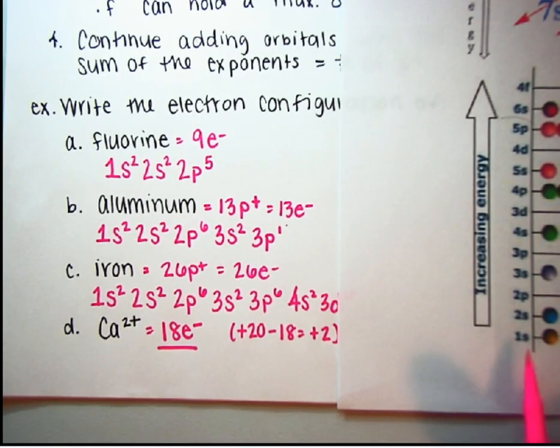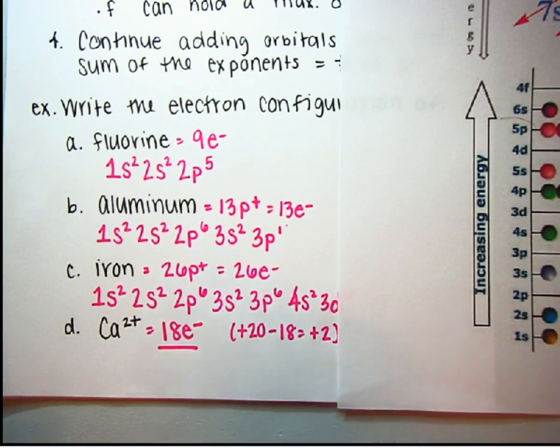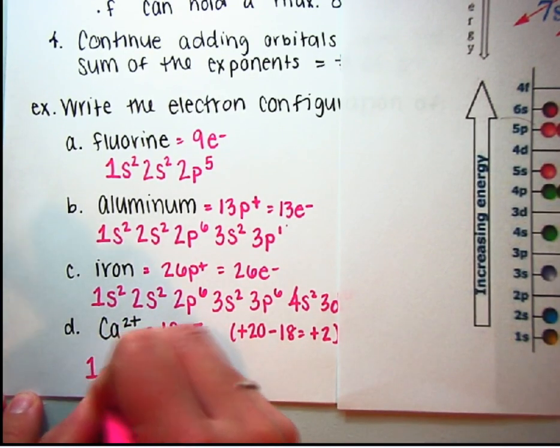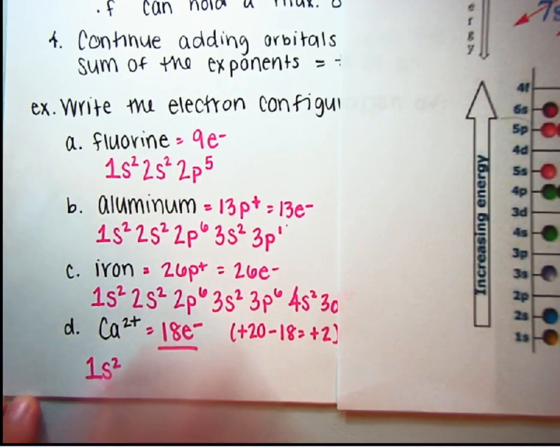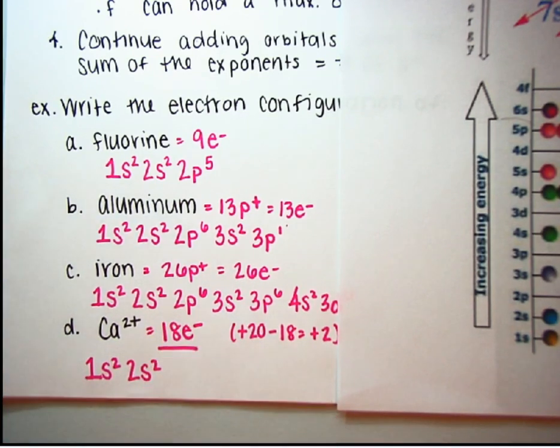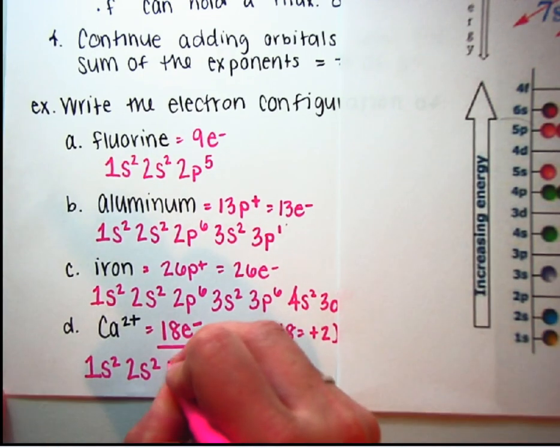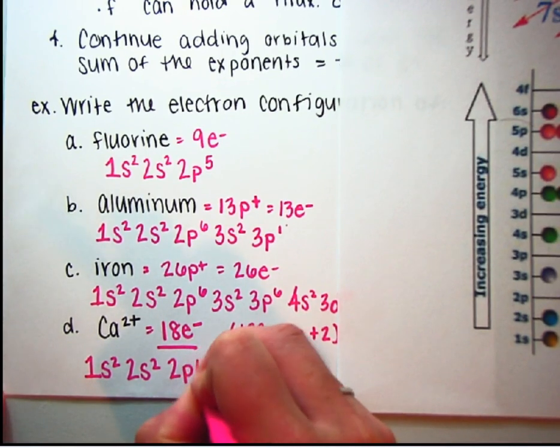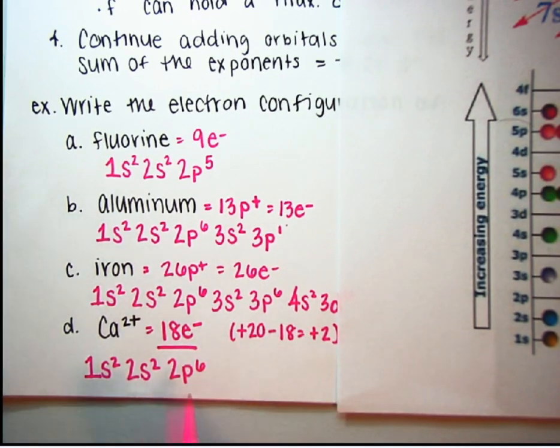So we're going to start with the lowest energy orbital first, which is that 1s orbital. S can hold 2 electrons. Once the 1s is filled, we go on to 2s. And again, s can hold 2 electrons. Once the 2s orbital is filled, we go on to 2p. The p orbital can hold 6 electrons. So far I've placed 10, we have to get up to 18, so let's keep going.